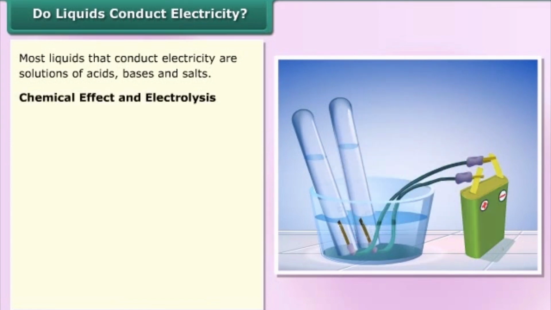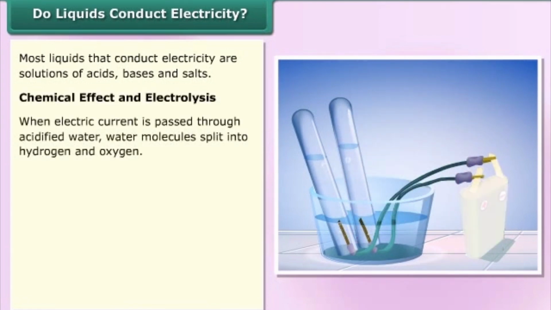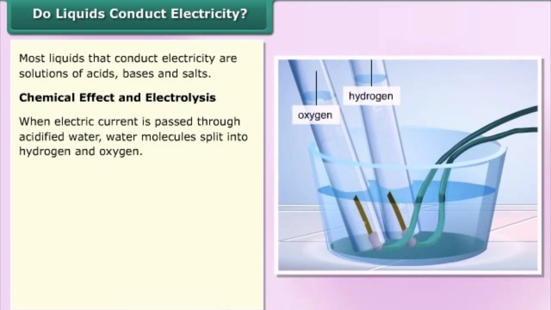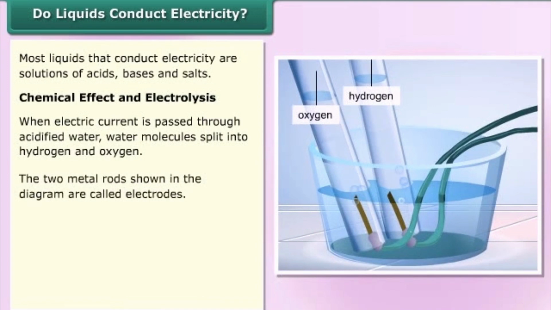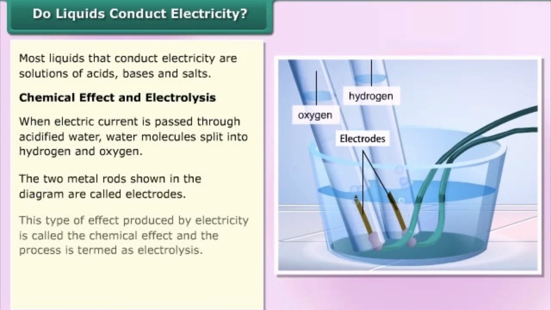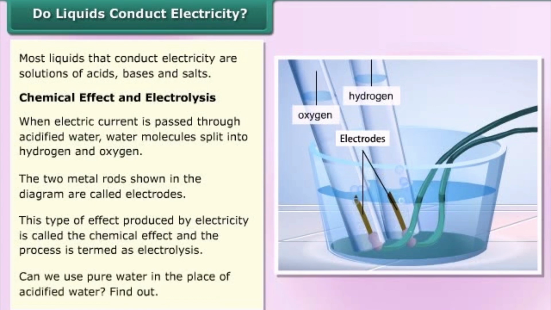Chemical effect and electrolysis. When electric current is passed through acidified water, water molecules split into hydrogen and oxygen. The two metal rods shown in the diagram are called electrodes. This type of effect produced by electricity is called the chemical effect, and the process is termed electrolysis. Can we use pure water in place of acidified water? Find out.